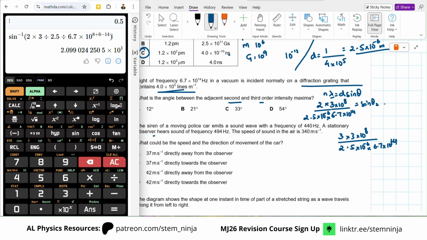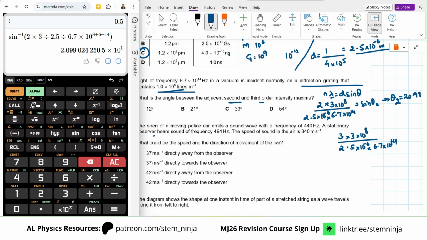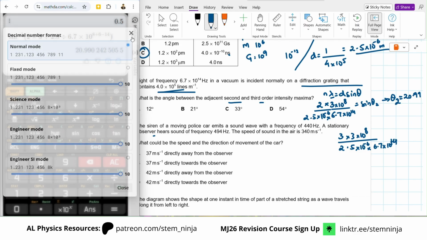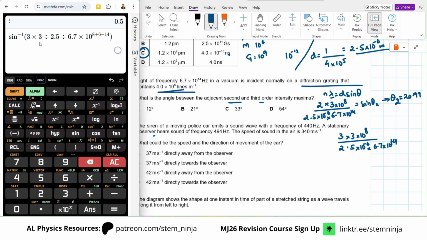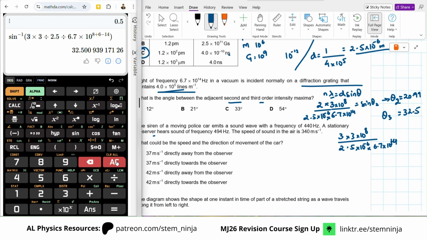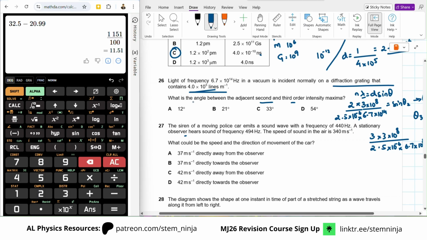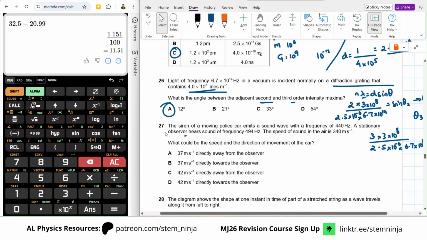So the first one is 20.99 in normal mode. And once we do the 3 for the third order, this is going to be 32.5. So 32.5 minus 20.99. That is 11, roughly 12. So this would be the answer.